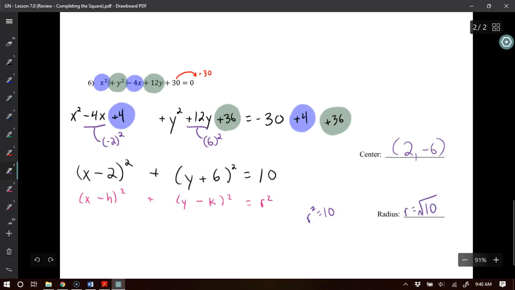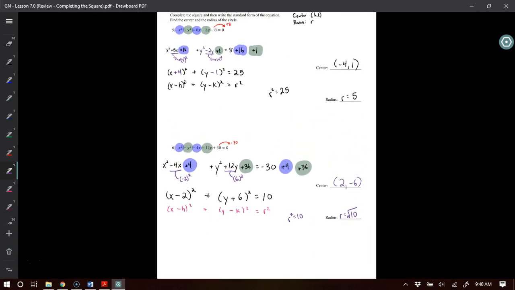There it is for completing the square with circles. You're really doing it once with the x term and once with the y term.